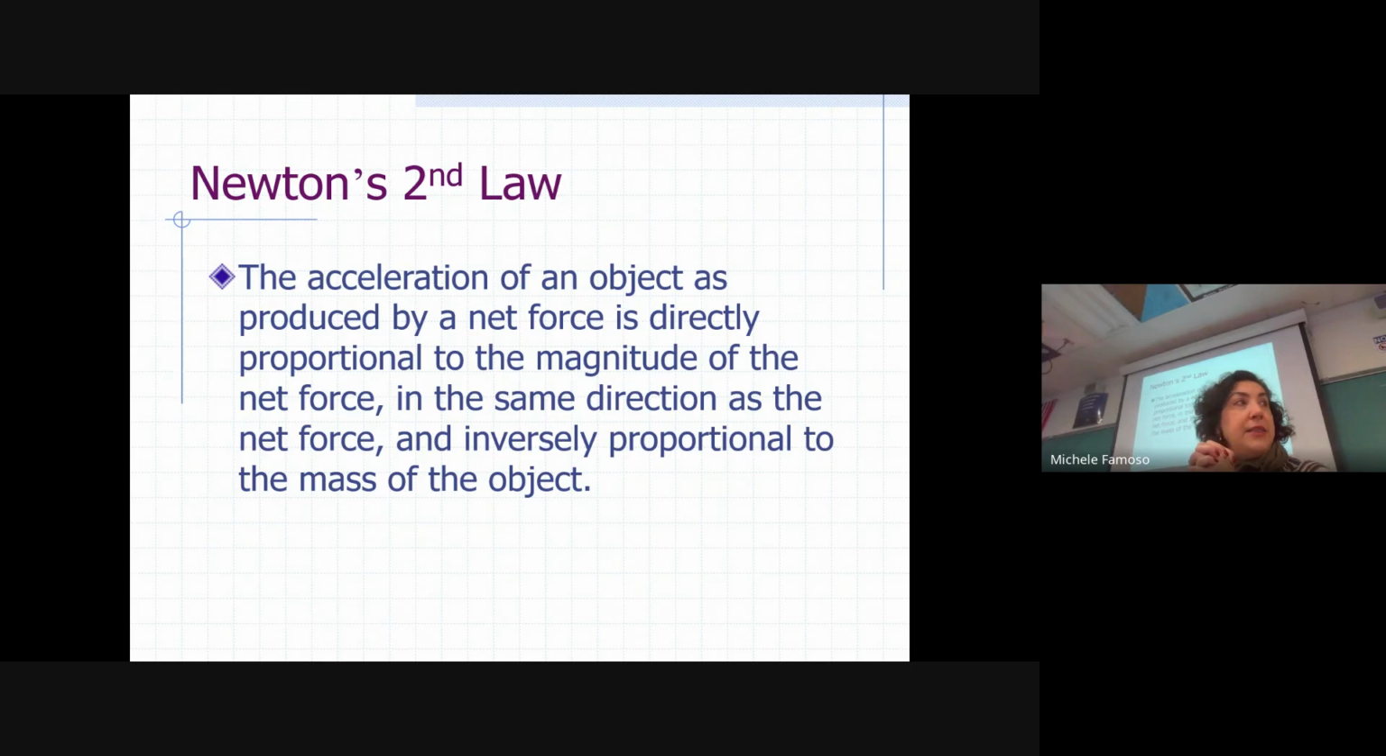Again, it states that the acceleration of an object as produced by a net force is directly proportional to the magnitude of the net force. It's in the same direction as the net force, and it's inversely proportional to the mass of the object.